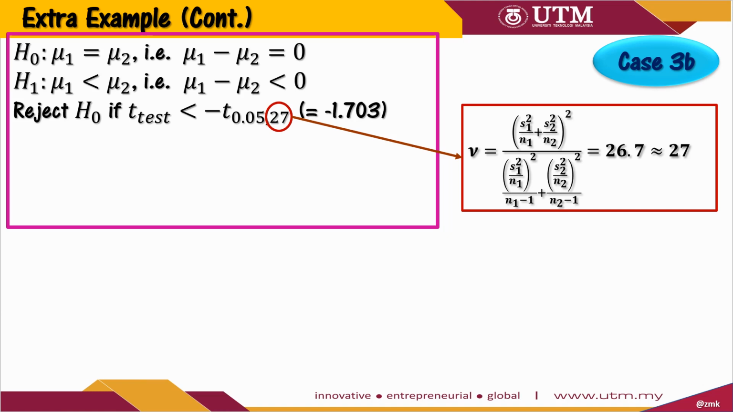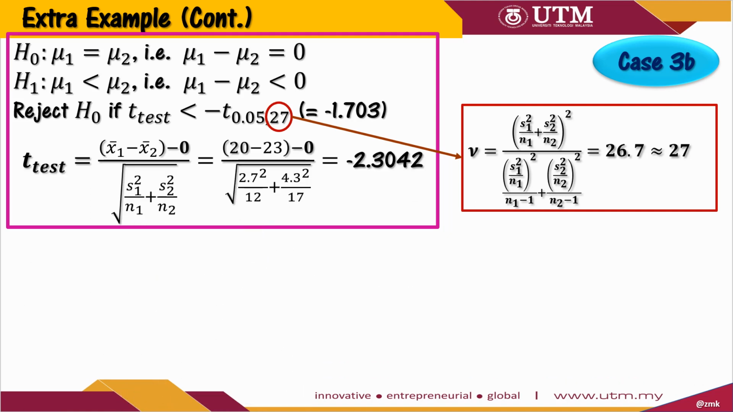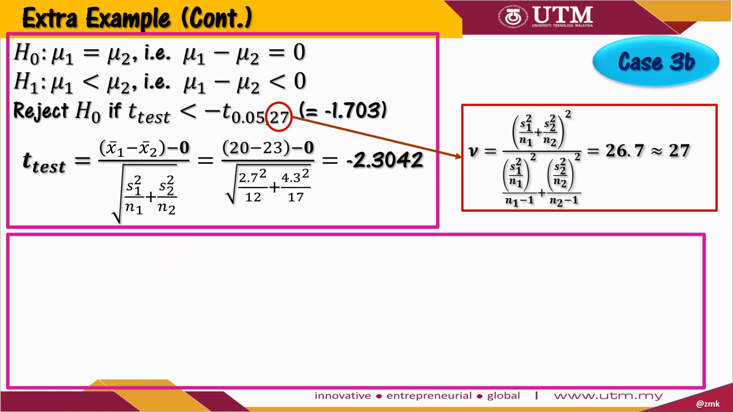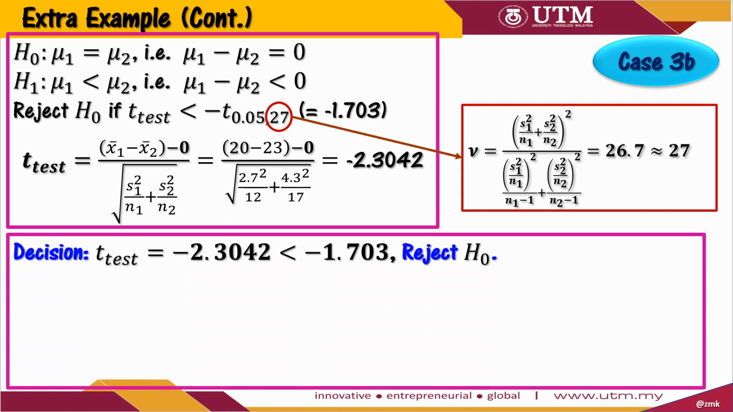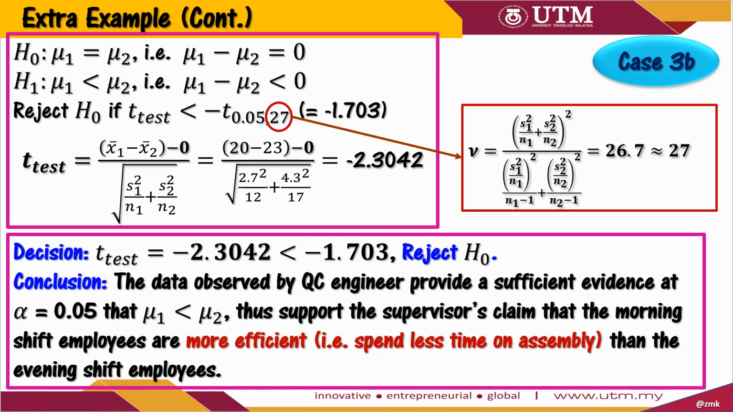Having identified the critical value, now we can calculate the t-test value using this formula. Please check that the t-test value is equal to negative 2.3042. What can we decide? We can see that the t-test value is obviously smaller than the critical value, which suggests that we can reject H0 and make a conclusion that the data observed by the QC engineer provide sufficient evidence at the level of significance alpha equal to 0.05 that mu1 is evidently less than mu2.